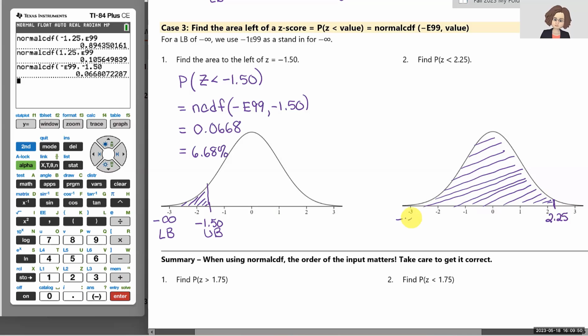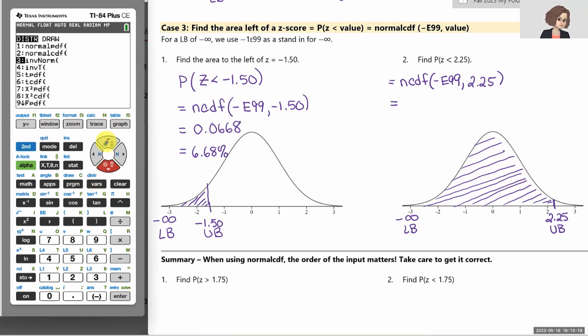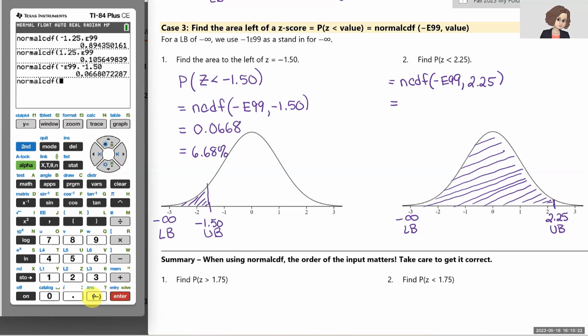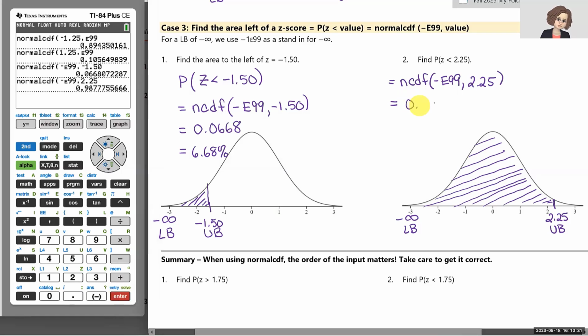So to the left, shading in theory forever, we'll replace that lower bound with our negative duo trigintillion number, and then our upper bound, 2.25. All right, so normal CDF, negative E99, negative infinity, up to 2.25. And I'm expecting that to be getting close to 100% of that graph. We'll find out. So back to our distributions, normal CDF, negative E99, 2.25, the upper bound. And that is almost 1.